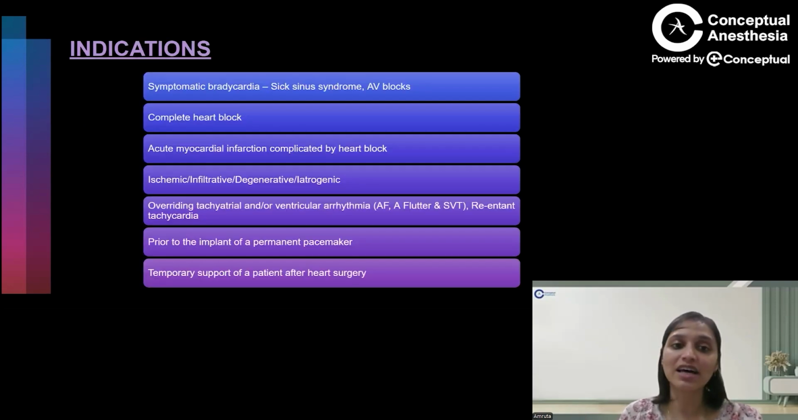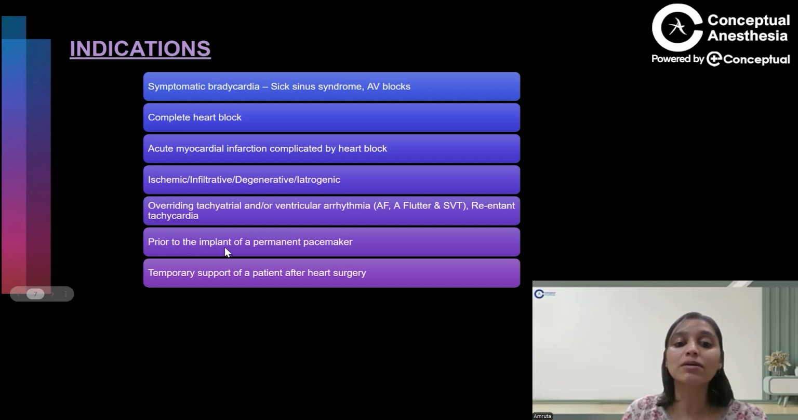So your indications are, when we talk about bradycardia, symptomatic bradycardia, which could be because of sick sinus or an AV block. It could be a complete heart block. It could be an MI causing a complete heart block. Your heart block can be ischemic, infiltrative, degenerative, or even iatrogenic during a surgery. The other main function is when you need to override an atrial or a ventricular tachyarrhythmia or a reentrant tachyarrhythmia. In this case, you need to pace continuously, regularly, at a rate slightly above the rate of the ongoing arrhythmia.